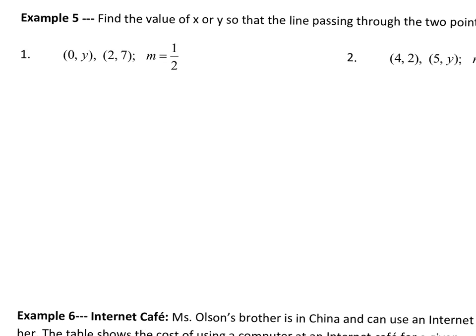But the first thing that I think is important to do is write my slope equation. So I'm just going to write m equals y2 minus y1 over x2 minus x1. Make sure you're placing your y values on the top and not your x values. That's a very common mistake that we see.